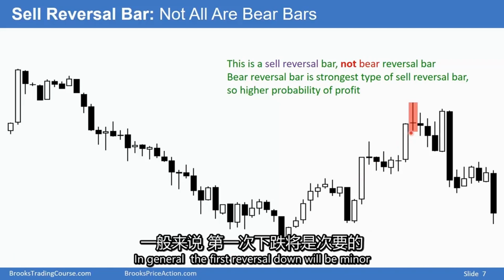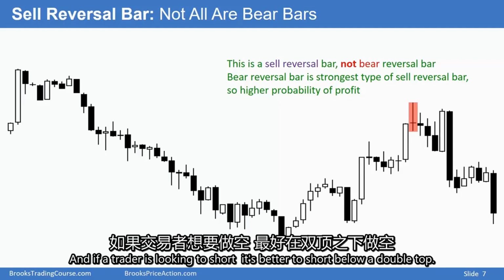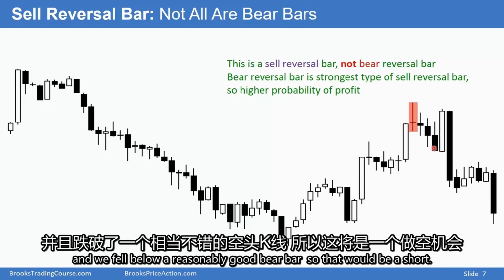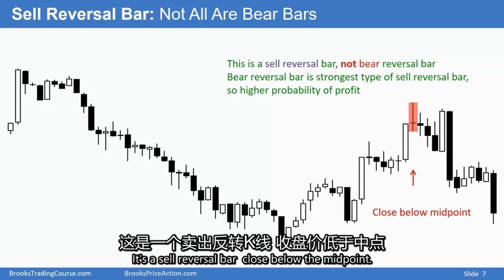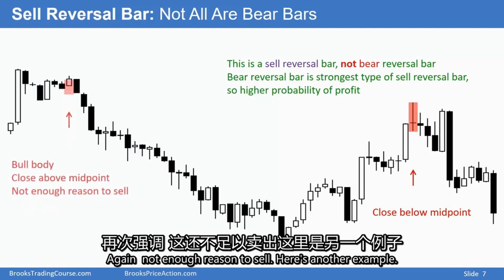In general, the first reversal down will be minor, leads to a pullback, a bull flag, or a trading range. And if a trader is looking to short, it's better to short below a double top. We tried to reverse back up here and immediately reverse back down when we fell below a reasonably good bear bar. So that would be a short. It's a sell reversal bar, closed below the midpoint. That's the minimum needed. Again, not enough reason to sell.